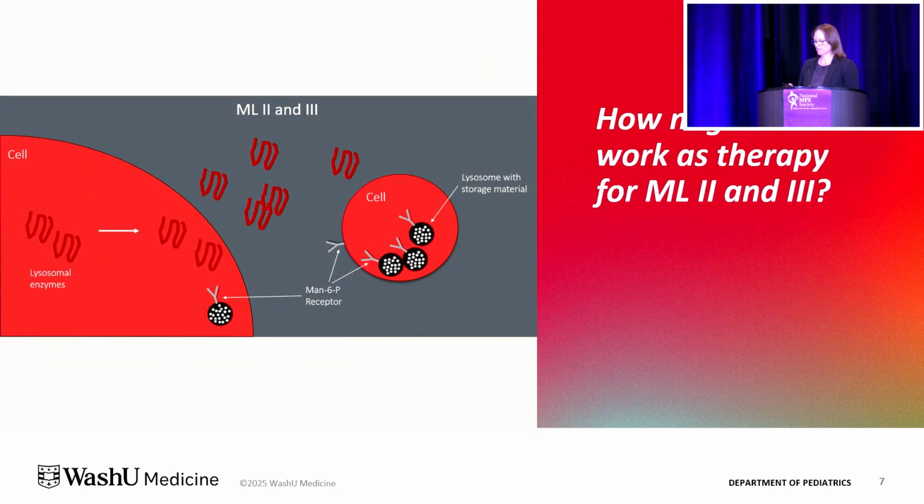Now, how might this work as therapy for ML2 and 3? So in ML2 and 3, because the lysosomal enzymes come out of the Golgi without that mannose-6-phosphate decoration, the enzymes don't go to the lysosome, like I mentioned, where the storage material sits. They can't bind to this mannose-6-phosphate receptor, and instead they spill out of the cell in large amounts.